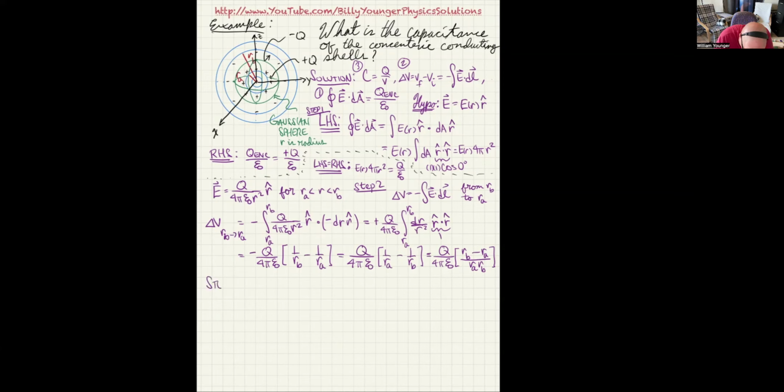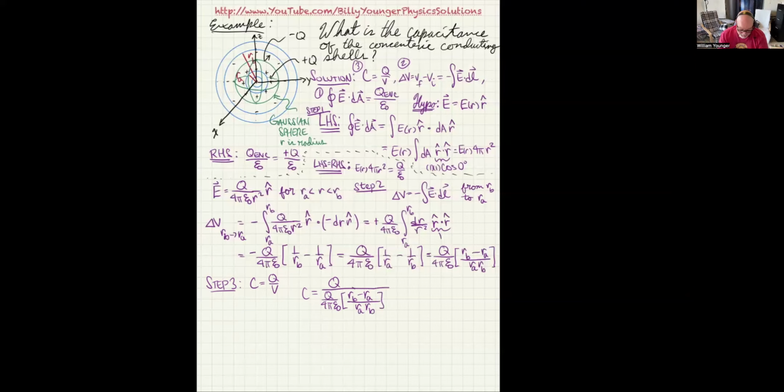So step 3 is to apply C equals Q over V. And that's straightforward enough. We can see that C is equal to Q, and then I divide by the V. The V is Q over 4 pi epsilon naught times RB minus RA over RA RB. And that is the formula.